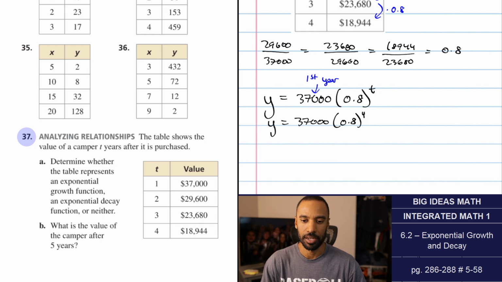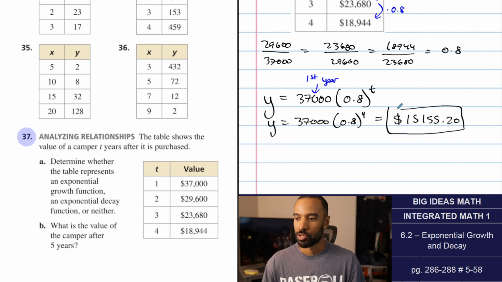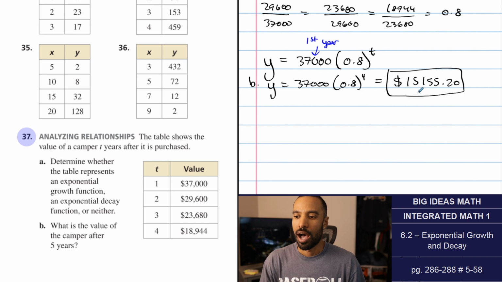And if I go to the calculator, I'm going to get 37,000 times 0.8 raised to the fourth power. This number will be that guy. Now that's money. So I'm going to put cents on this one this time, just whatever. I'll do, just to hit a point, $15,155.20 is what I'm writing for that. Okay. So that's what it is in the 5th year. This is part B, by the way. That being said, we could do that.